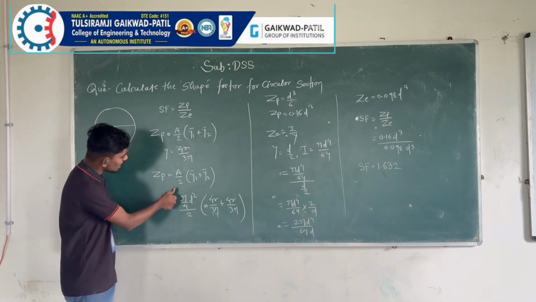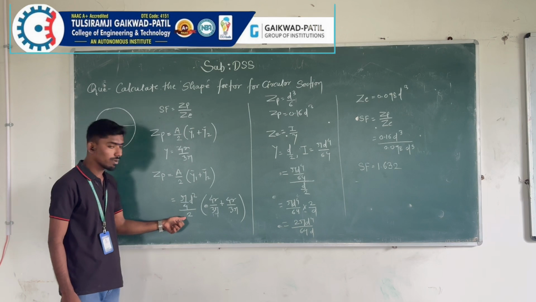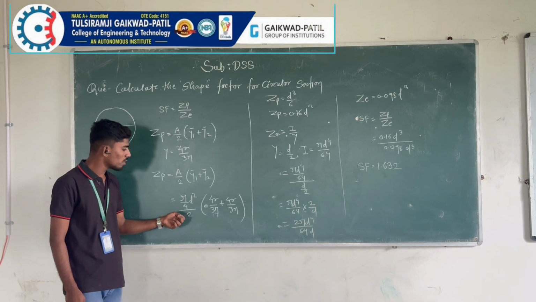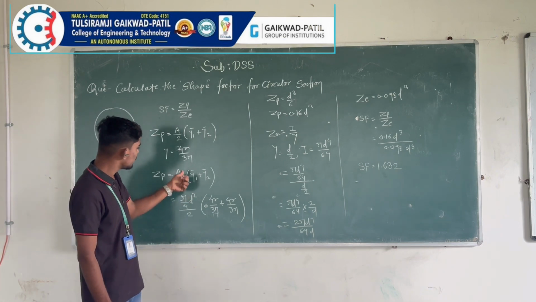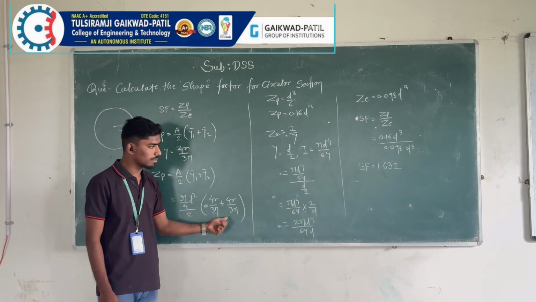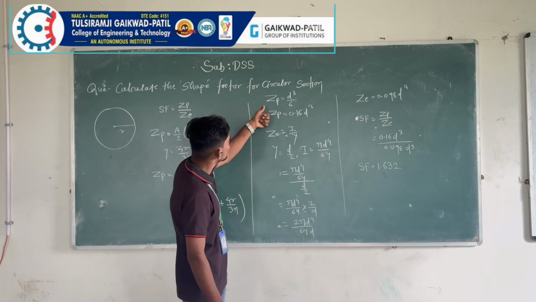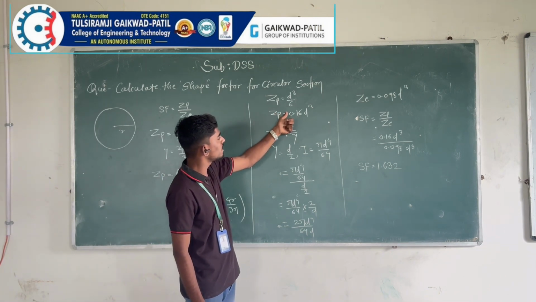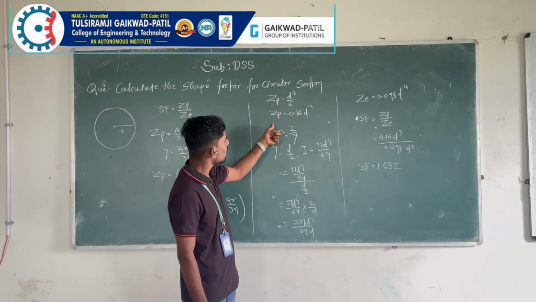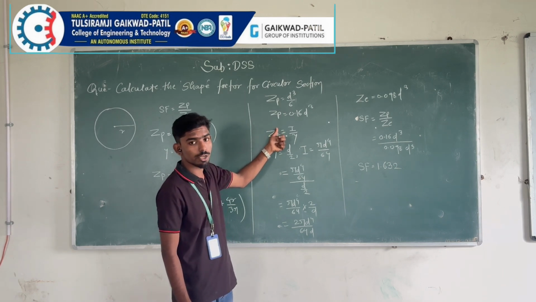So A, the area, is equal to πd² by 4, and now upon d upon 2. We put y1 plus y2, with y1 and y2 equal to 4r by 3π each, bracket complete. Now we calculate this, and Zp is equal to d³ by 6. Then we get the answer Zp is equal to 0.16 d³.